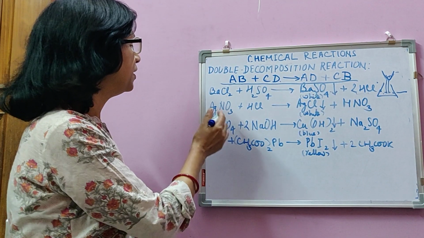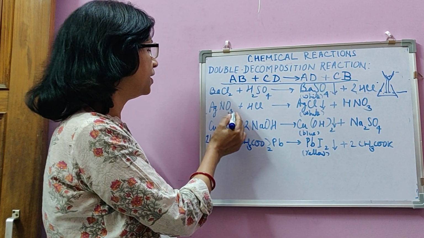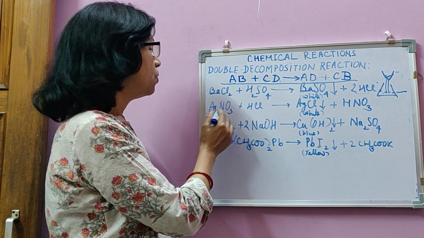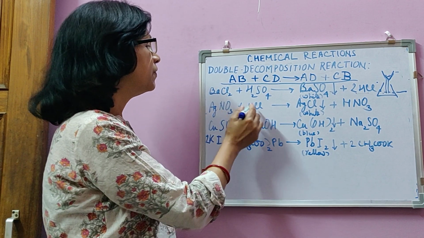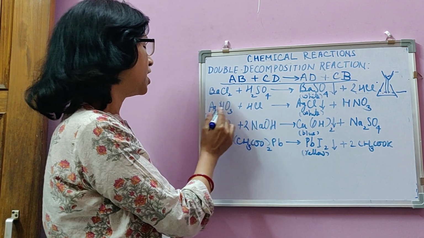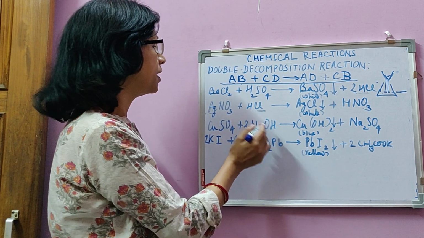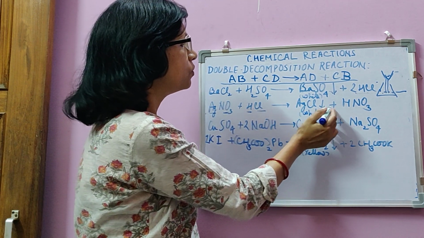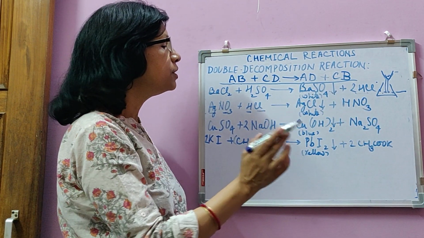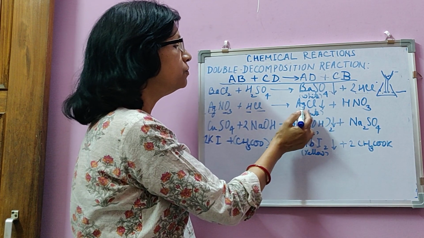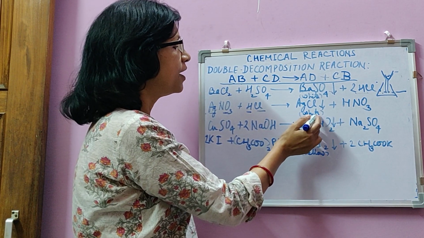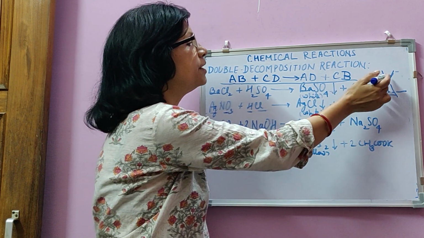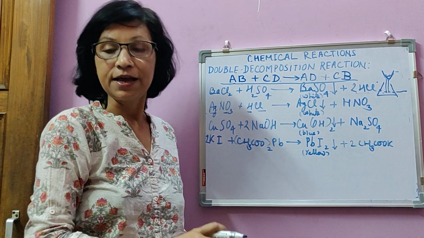In the same way, we take one more example, silver nitrate, a true solution, and hydrochloric acid, another true solution of two ionic compounds. When both are mixed, they exchange their ions. Silver goes with chloride, hydrogen goes with nitrate. So two new products, silver chloride and hydrogen nitrate, are formed, out of which silver chloride is a white precipitate. It is an insoluble white solid and can be separated by filtration as well.